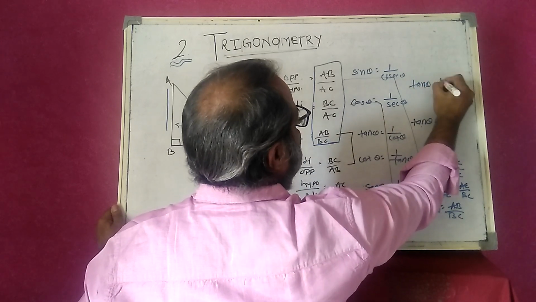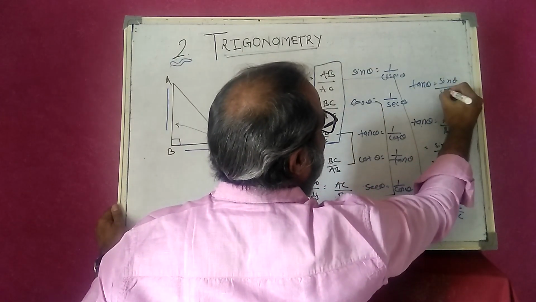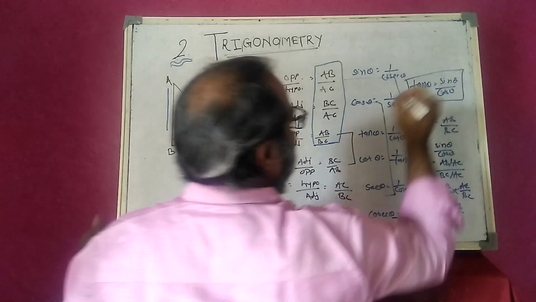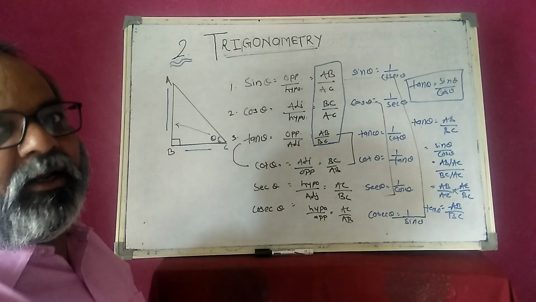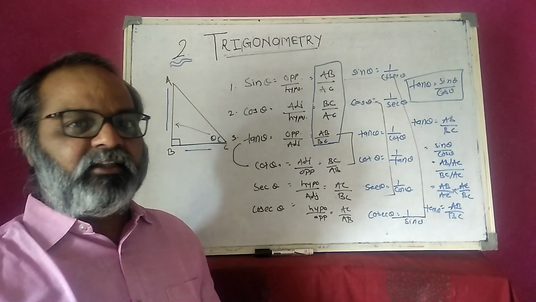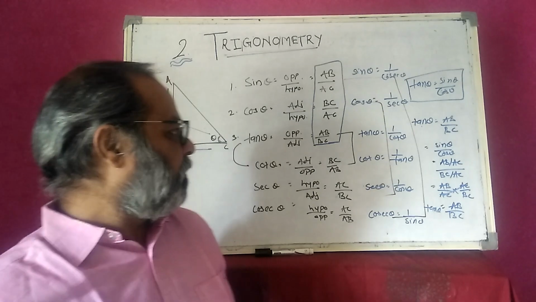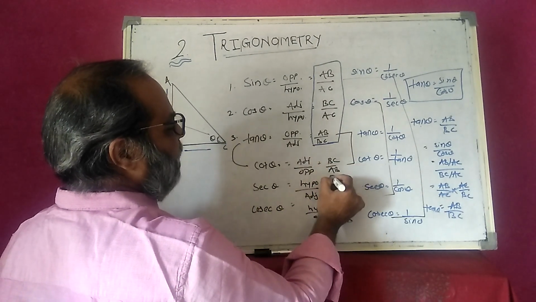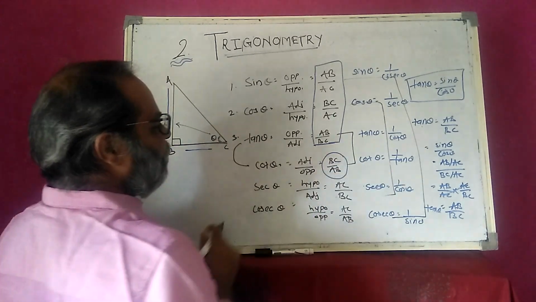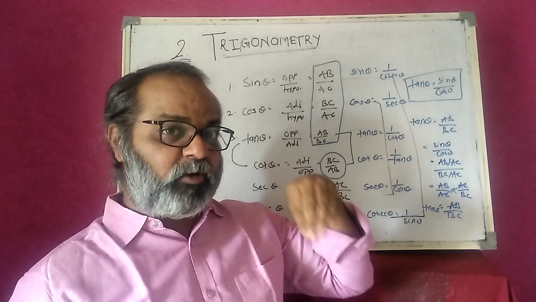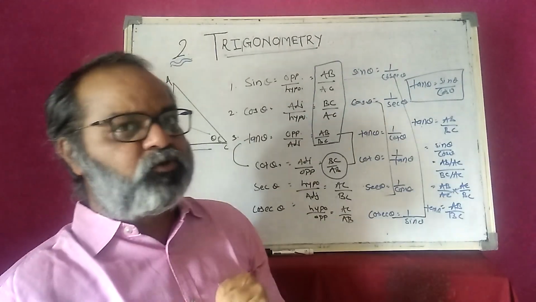Tan theta is equal to sin theta upon cos theta. So from this, you get answers of many problems. So tan theta is equal to sin theta upon cos theta. Now go with the same one, cot theta. So cot theta is BC upon AB. And we know cot theta is the inverse of tan theta. So take the inverse of this one.